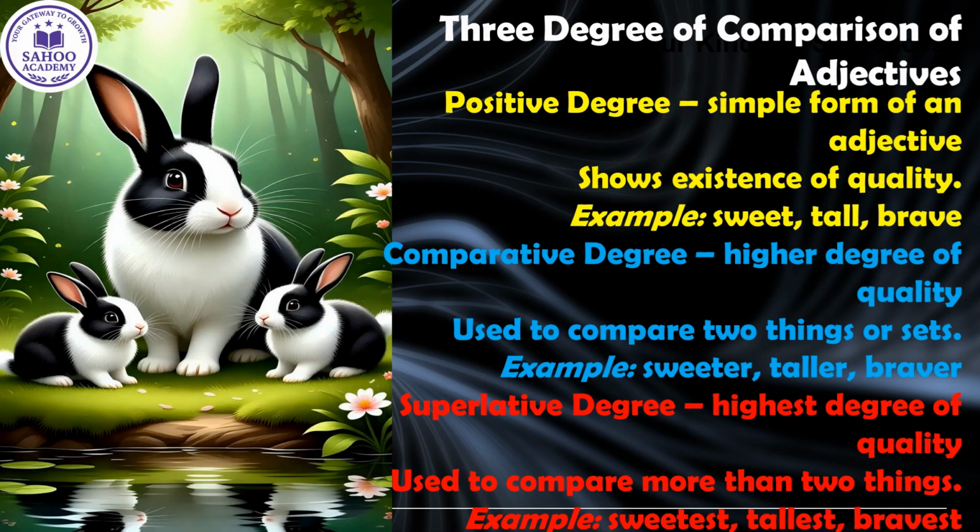Finally, we have the superlative degree. This shows the highest degree of quality and we use it when we compare more than two persons or more than two things. For example, sweetest, tallest, bravest. Like Govind is the tallest of all. So remember, positive means normal, comparative means higher, and it is a comparison between two persons or things, and superlative means highest. It is a comparison among more than two things or persons. Clear? Now let's go to the next slide.